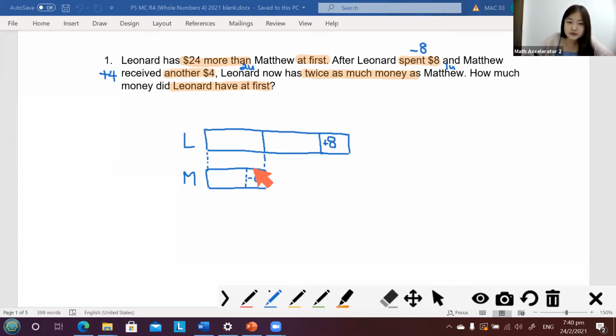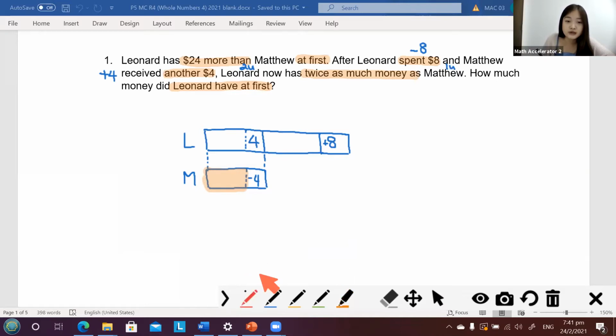So this 4 here, we can bring it up. It is the same over here, right? Bring it up. So now we've come to the start of the question, whereby Leonard has $24 more than Matthew at first, because we worked backwards already. So Matthew is left with this portion here, without the 4 anymore. The $4 is no longer there because Matthew did not have this $4 at the start.